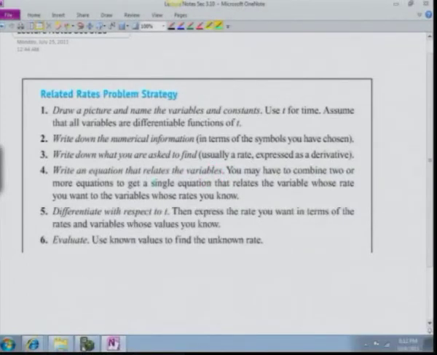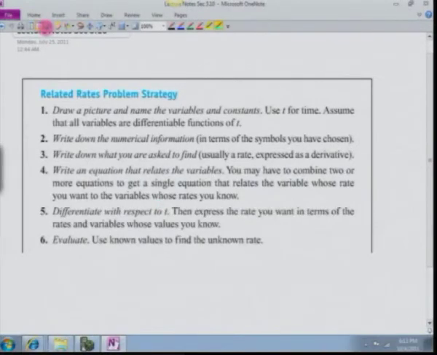If it's talking about the area of a circle, what would the equation be? Pi r squared. If you're talking about a ladder leaning against a house, yeah, the Pythagorean theorem: x squared plus y squared equals c squared, z squared, whatever you want to call that. So there's something to relate all of these, all right? Then you're going to differentiate with respect to t, the whole thing, and then you evaluate it. So that's just a strategy that will be helpful, hopefully.